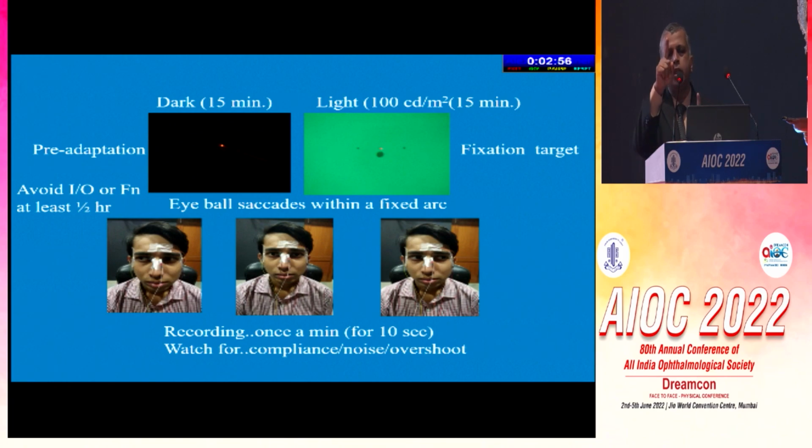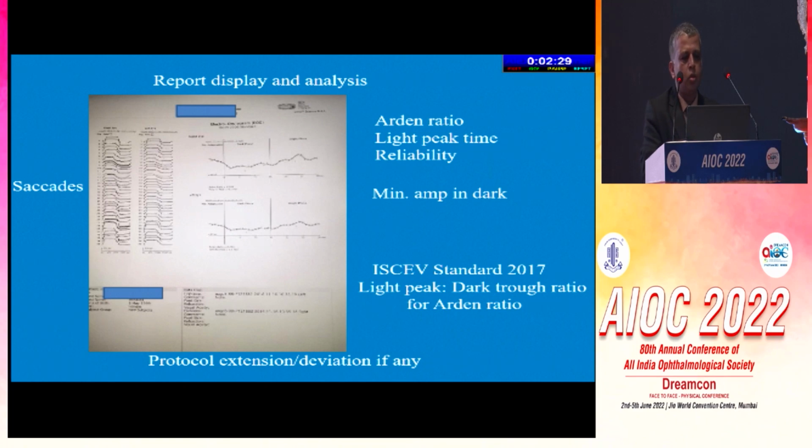So 10 seconds in 1 minute, then another 50 seconds the patient takes rest, again 10 seconds in the next minute, again 10 seconds in the next minute. Similarly, 15 minutes in the dark, again 15 minutes in the light. During these 15 minutes, the system averages the amplitude and takes the wave. So we have 15 waves in the dark phase, 15 waves in the light phase, as we can see here. So these are the saccades.